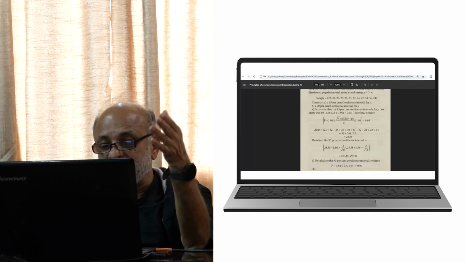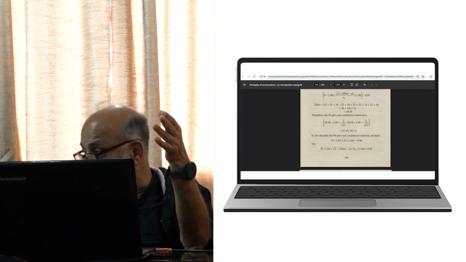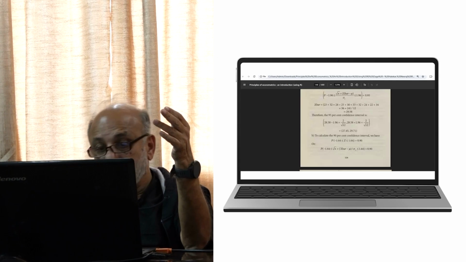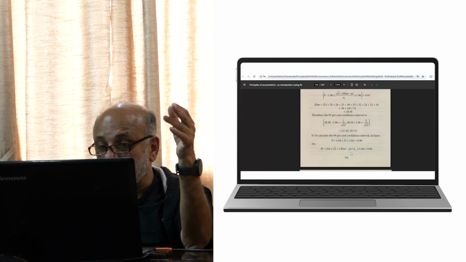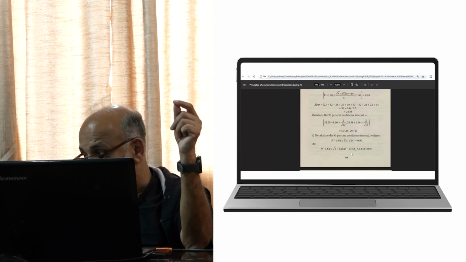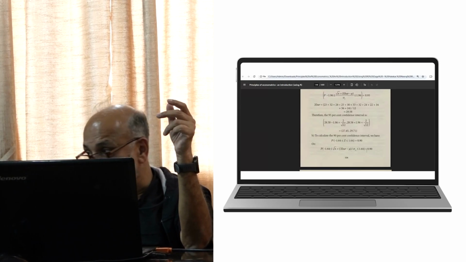For 90%, this number changes from minus 1.64 to plus 1.64. P is the probability that root n (x bar minus mu) by sigma lies between minus 1.64 and plus 1.64 is equal to 0.90.